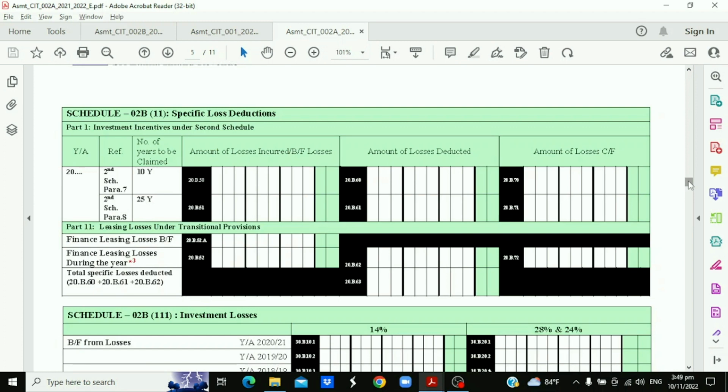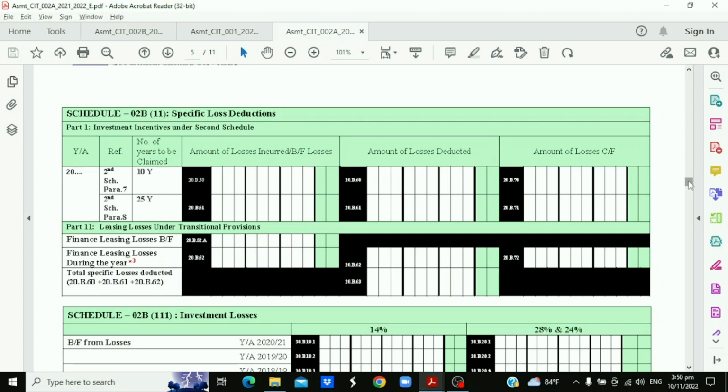Out of the identified loss incurred during this period, we can claim some amount, then carry the balance forward to the next period. Within 10 years they can claim the entire value. Based on the investment value, this 10 years can be increased up to 24 years. Same applications: we first identify the loss incurred value, then if they are able to claim during the period we mention it, and if not, we mention it as a carry forward balance.